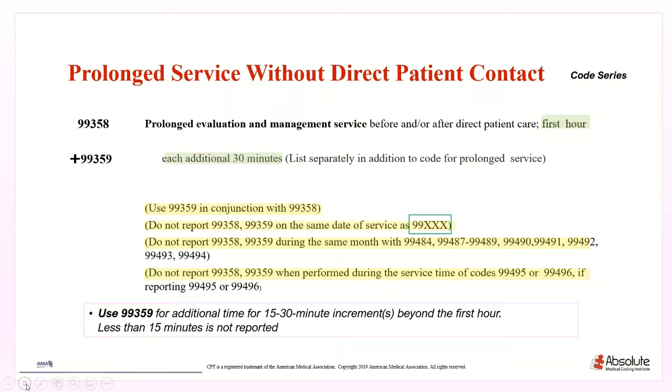And we use 99359 for additional time of 15 to 30 minute increments beyond the first hour. Anything that's less than 15 minutes is not reported, okay? So although this says each additional 30 minutes, just keep in mind that you would still use 99359 for each 15 to 30 minutes. Anything beyond that or less than that 15 minutes time beyond the first hour, again, is not reported separately. Okay, so you might just want to put a note there next to that add-on code.